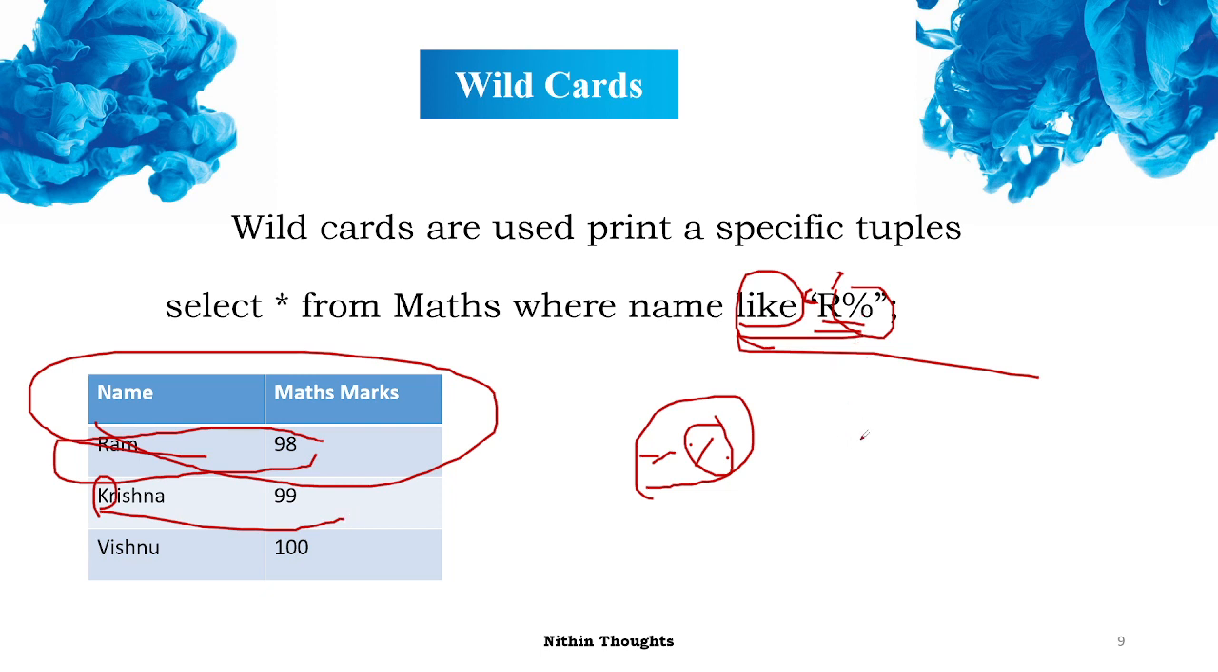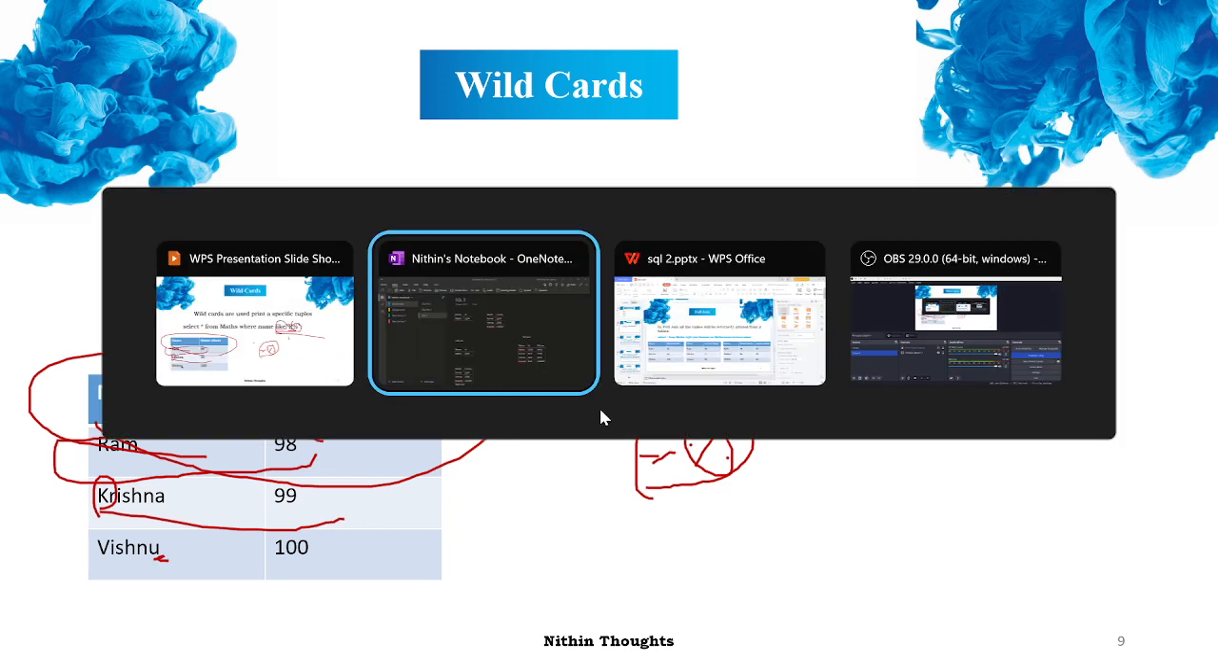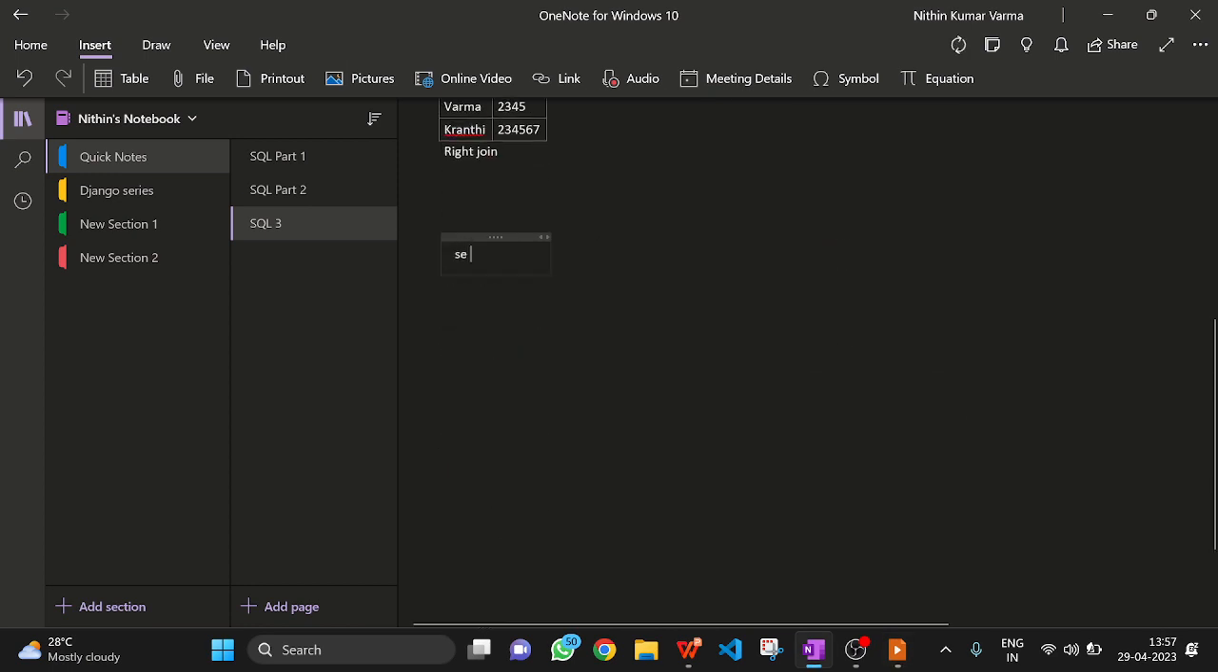If you want to print the values whose word ends with U, suppose Vishnu, and also the other names ending with U, we can directly write: SELECT * FROM maths WHERE name LIKE '%U'. So firstly percentage and then U.